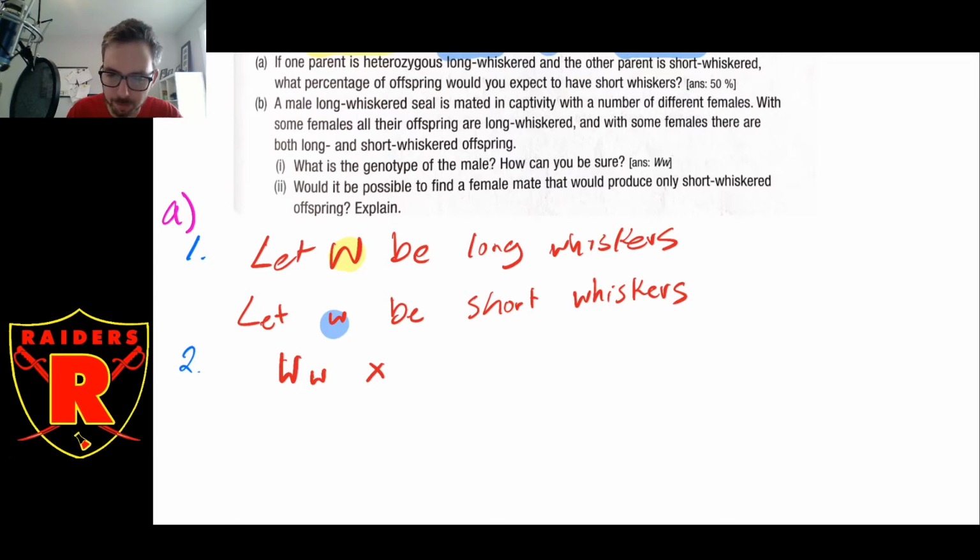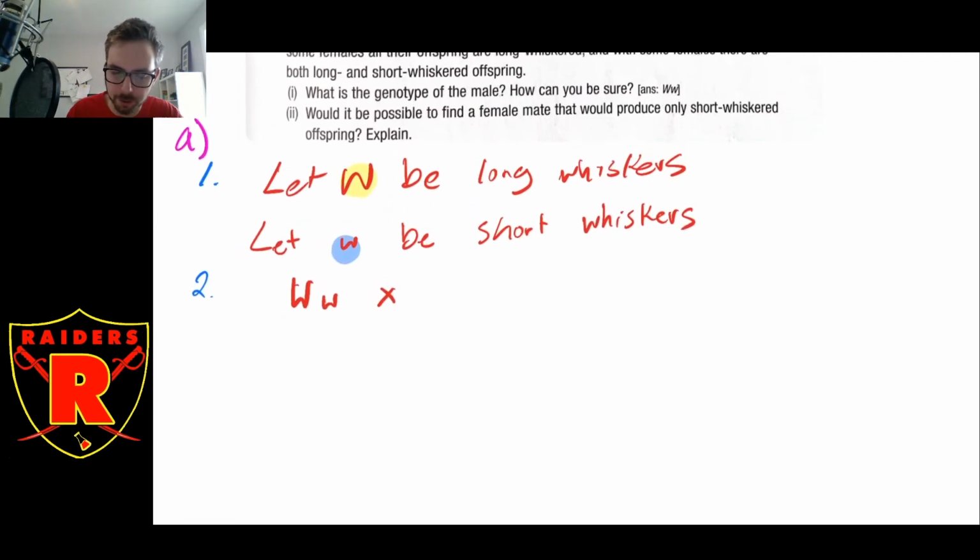The pencil's doing something weird here. There we go. Can I not move my screen around? What happened? Oh, there we go.